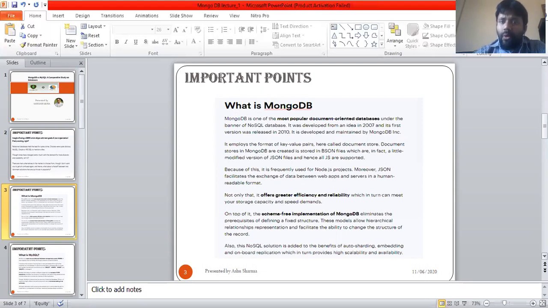Also, this NoSQL solution adds the benefits of auto sharding and onboard replication, which in turn provide high scalability and availability. High scalability means that whenever we want to increase or decrease the resources, we can do that. So you may change the structure. That is the type of flexibility MongoDB provides us, along with resource availability at the time of peak business hours. So this is a very important feature of MongoDB.